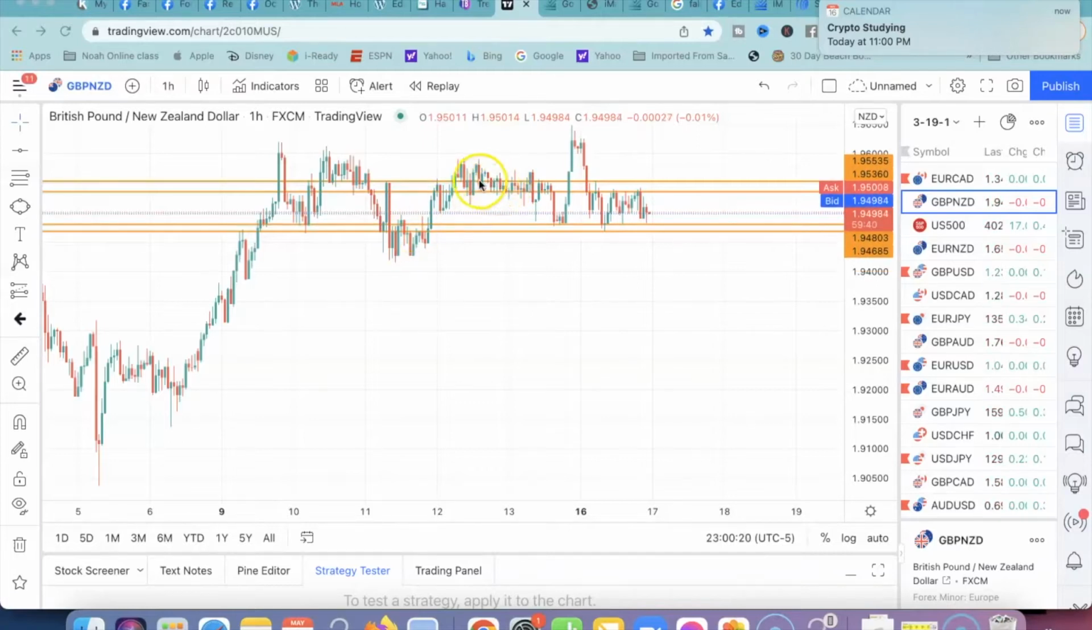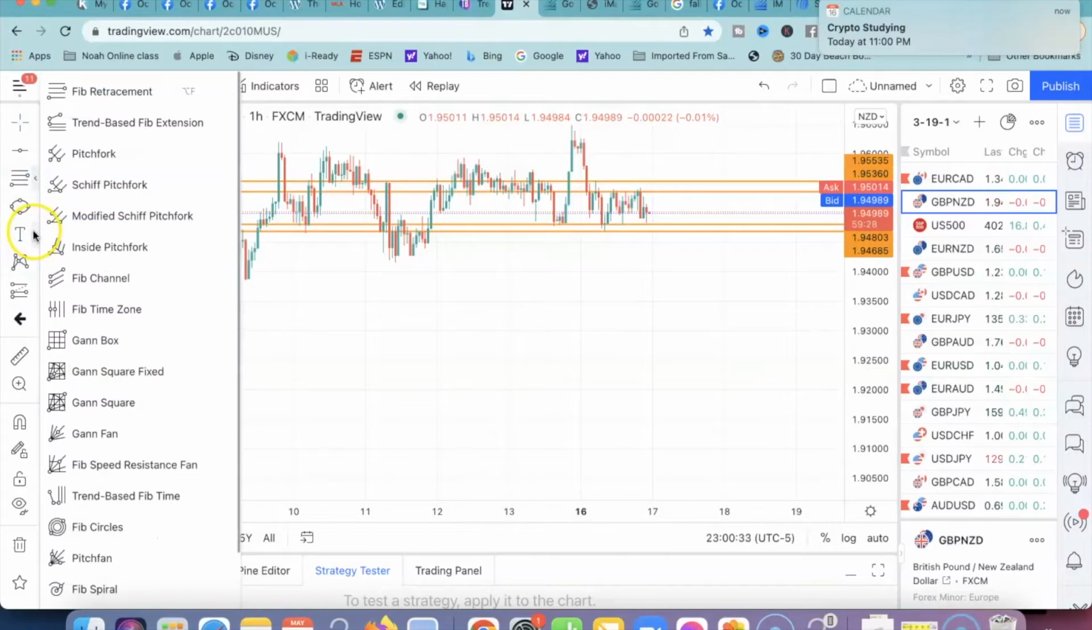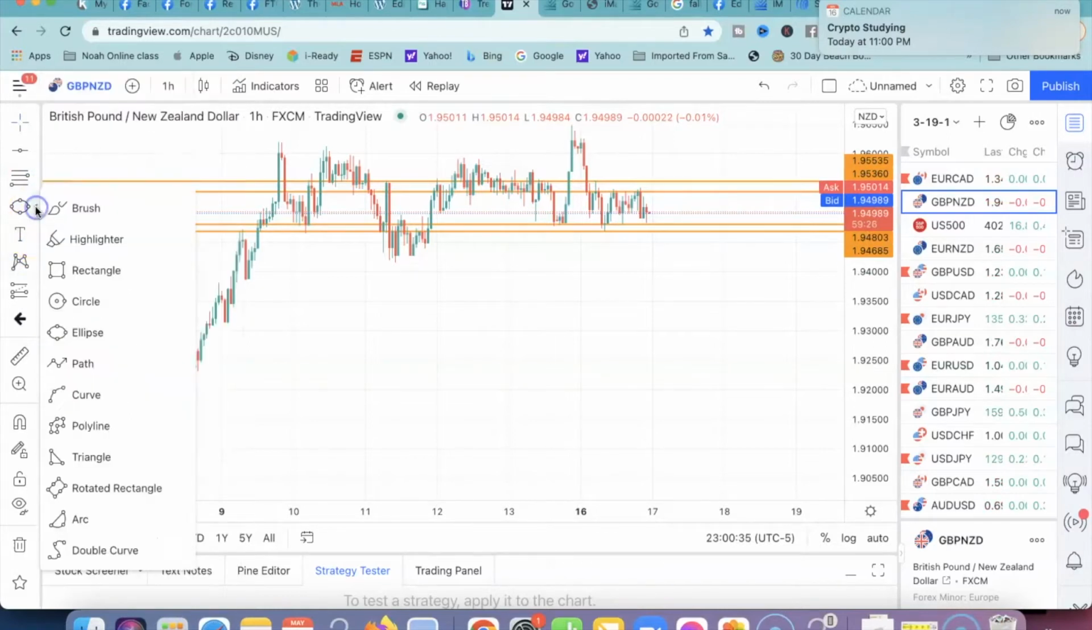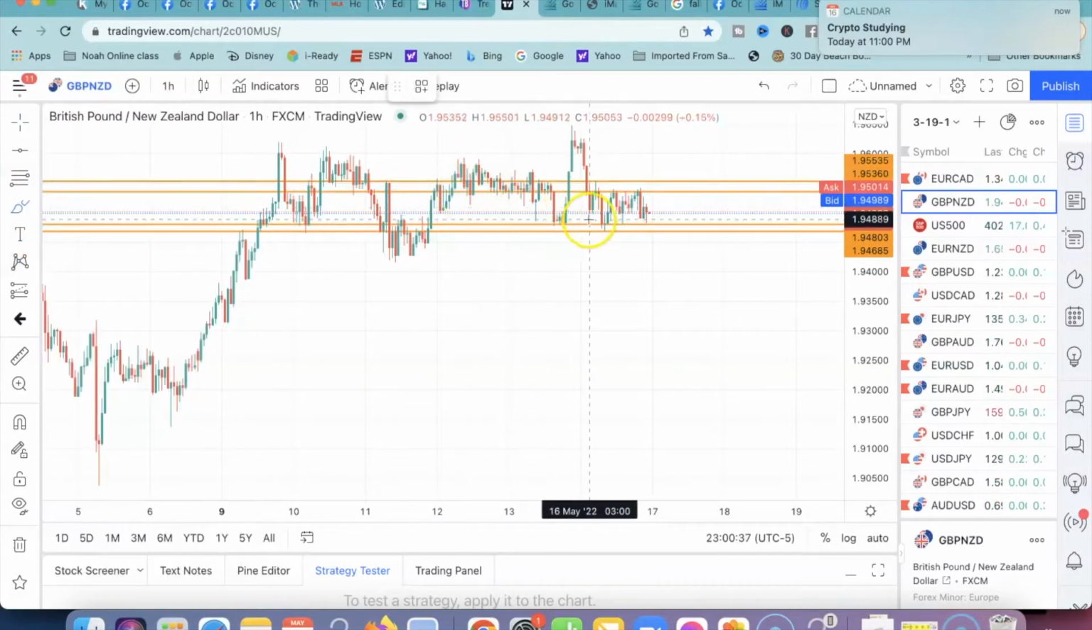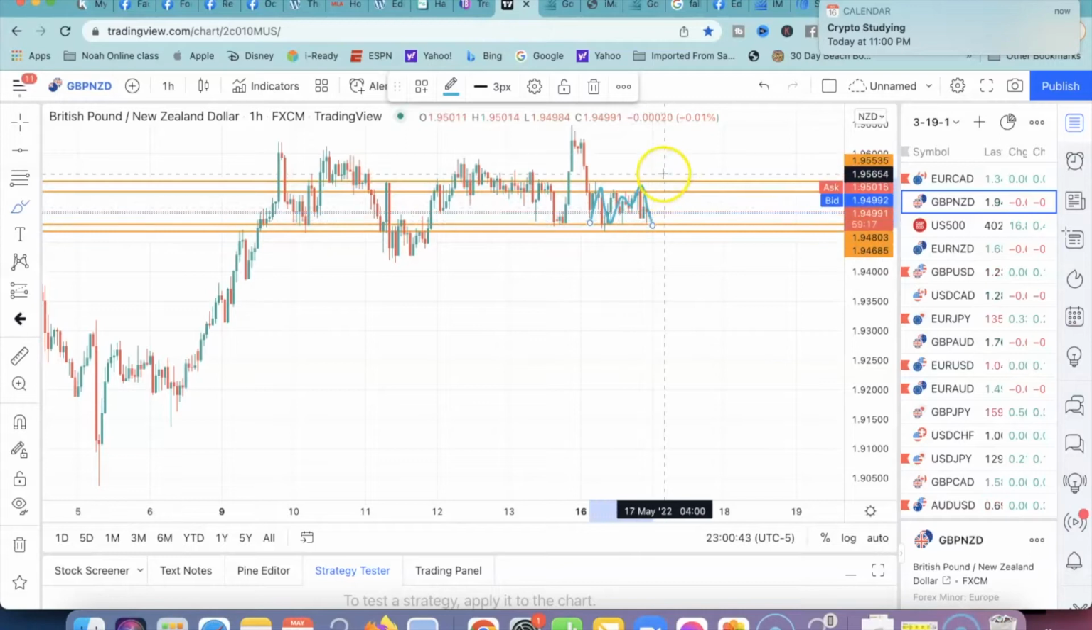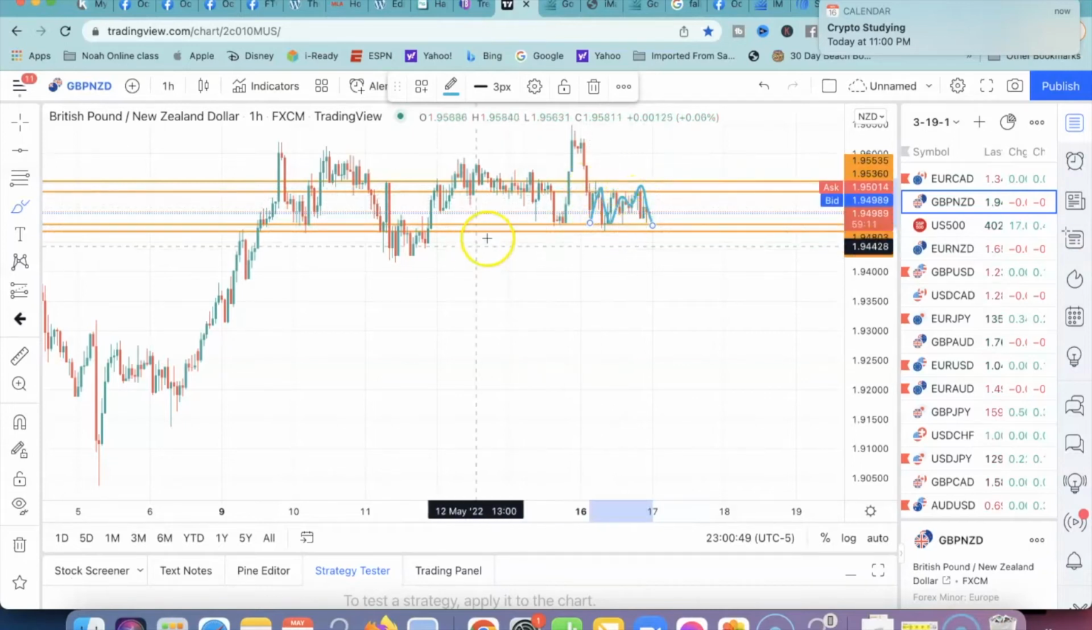The first thing I talked about is market structure. This is GBP NZD, and I'm focused right here. This is some good market structure. As we speak, I'm marking this up as a setup for myself at the time of doing this video. You have multiple touches to the upside and downside: up, down, up, down, up, down. Price is trying to figure out what it wants to do. This is a very strong consolidation zone.